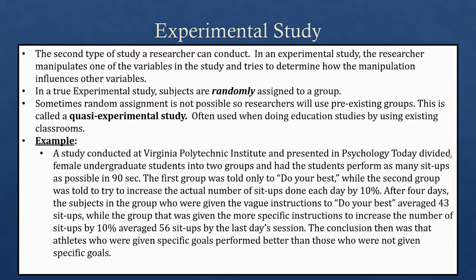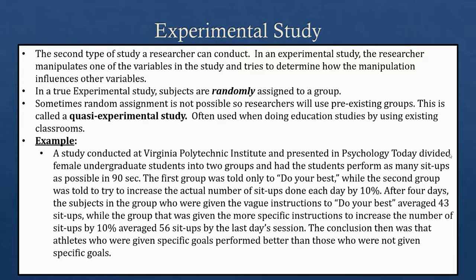After 4 days, the subjects in the group who were given the vague instructions to do your best averaged 43 sit-ups, while the group that was given the more specific instructions to increase the number of sit-ups by 10% averaged 56 sit-ups by the last day's session. The conclusion then was that athletes who were given specific goals performed better than those who were not given any specific goals.